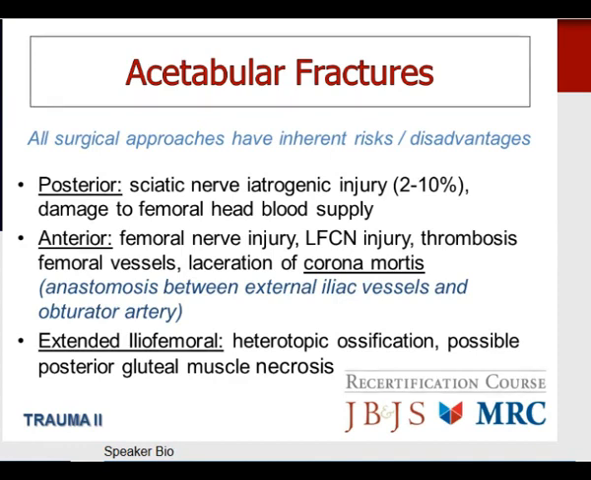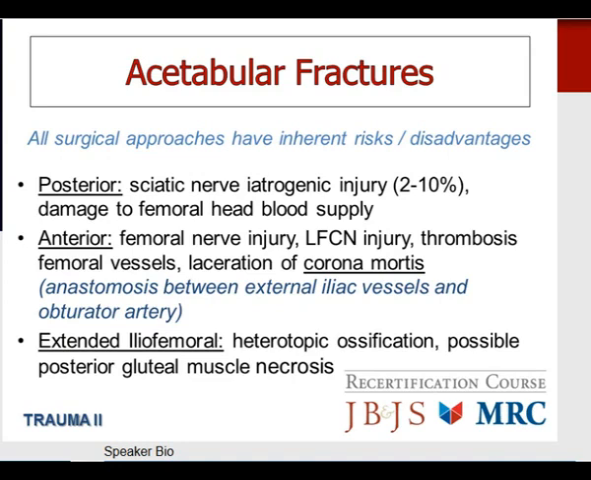The posterior approach has the significant risk of iatrogenic injury to the sciatic nerve, which even in the most experienced hands is never zero. In the literature, it varies anywhere from 2 to 10%. There's also the potential for damage to the femoral head blood supply with injury to the medial femoral circumflex artery. The anterior approach to the acetabulum has the risks of femoral nerve injury as well as injury to the lateral femoral cutaneous nerve, thrombosis of the femoral vessels, or laceration of the corona mortis. We'll talk more about the corona mortis in a moment, but it is an anastomosis between the external iliac vessels and the obturator artery. Then the extended iliofemoral approach has a significant risk of heterotopic ossification.